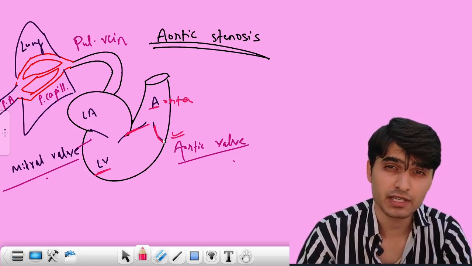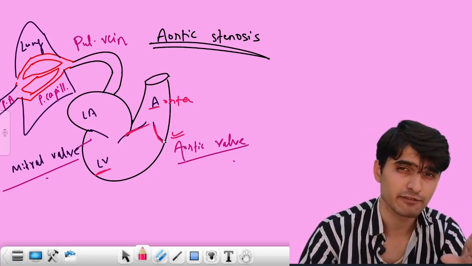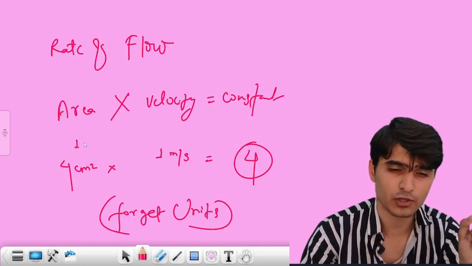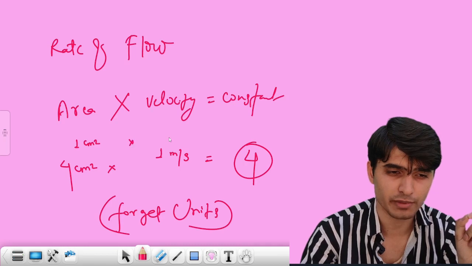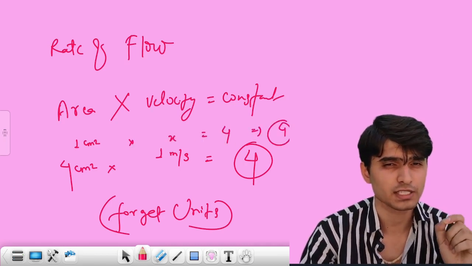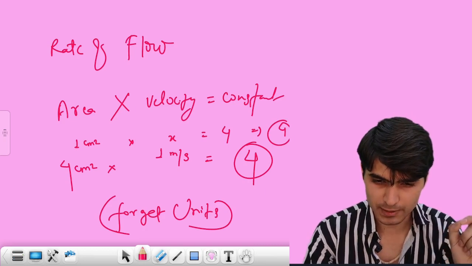In the case of severe aortic stenosis, the ratio is flipped. The area of cross section is just 1 centimeter square. So what is the velocity? The velocity is 4 meter per second, right? And that is basically the severe variety of aortic stenosis. So right, we will go for the disease proper.